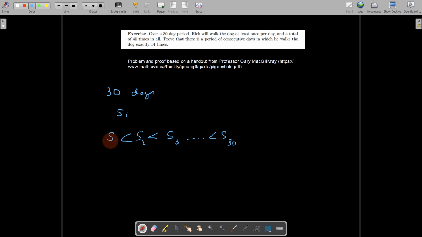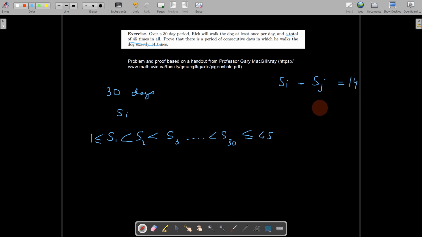And I know that, what is the minimum and maximum value these can take? Minimum 1 and maximum 45, because it's given that he is walking his dog at most 45 times over the 30-day period. So what we have to find is Si and Sj such that the difference between Si and Sj is 14.